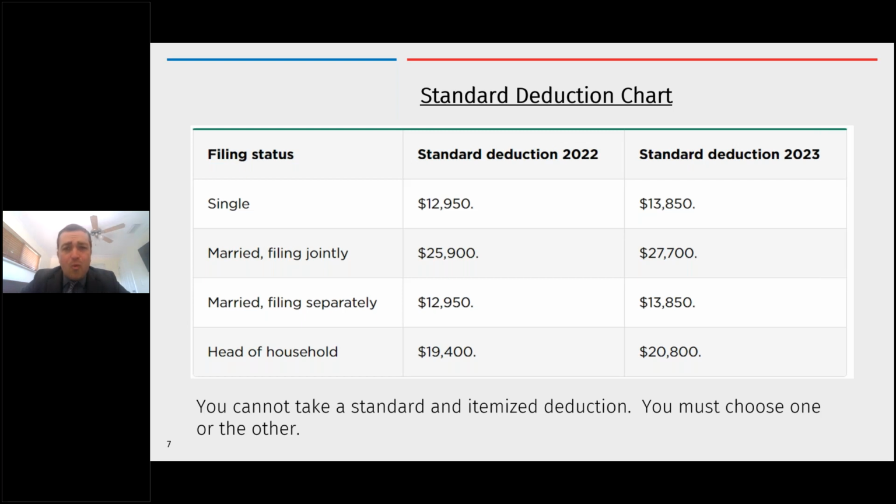Because once you memorize these numbers, you're going to be able to look at your client's organizer and see the prescriptions and the doctor's visits and their real estate taxes. And you're probably going to be able to pretty quickly know, okay, do I need to go and actually fill out the Schedule A?